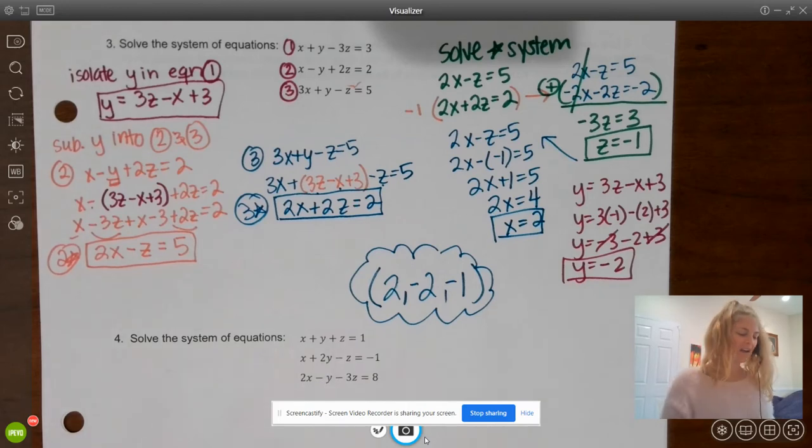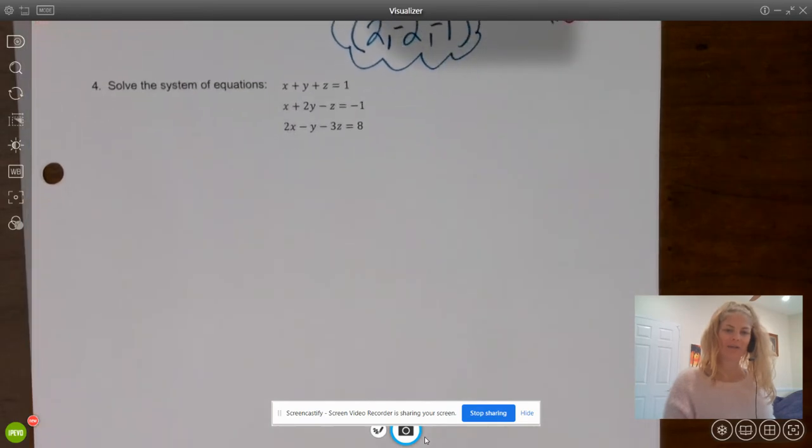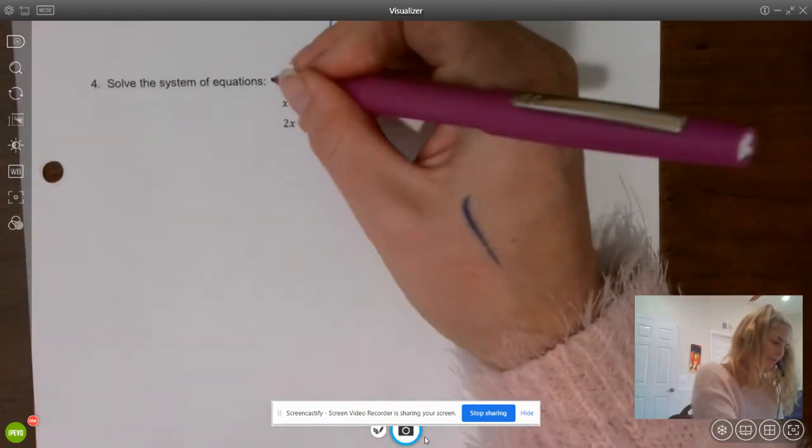Great work. Okay, many mathematicians, it is your turn. Go ahead. You're going to be solving equation system number 4.